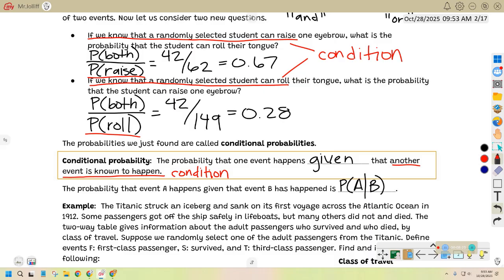And that condition is the thing that comes after the slash. The thing that comes after the slash is the thing we know has happened. It is the bottom of our probability fraction. That's the group we're limited to. And then I want to know how many A's I have in B. So let's do an example.